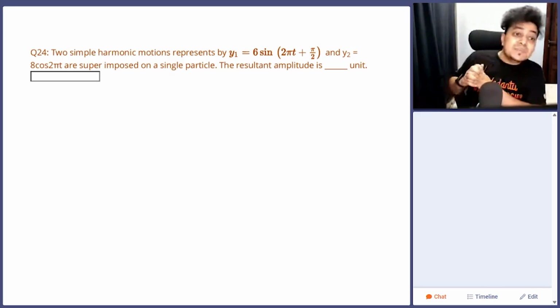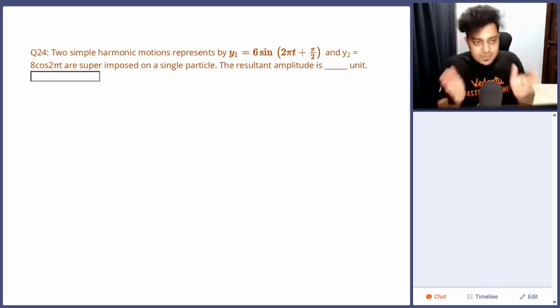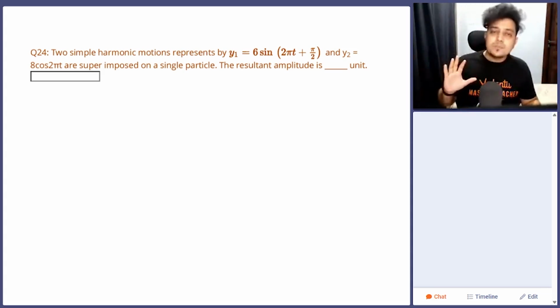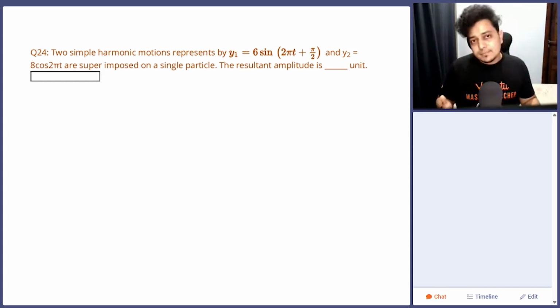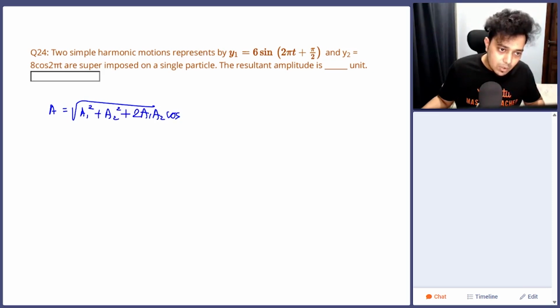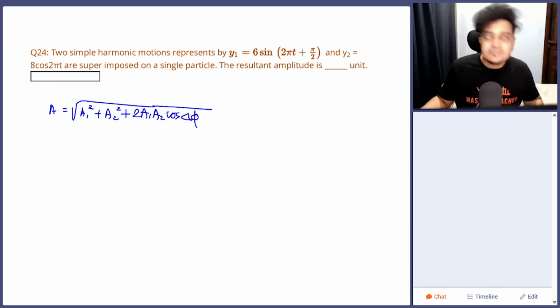We are given two simple harmonic motions, y1 and y2. They superimpose on a single particle. The resultant amplitude will be. So this is the basic principle of composition of two SHM. When two SHMs having the same omega superimpose on each other, the resultant will be the vector sum. The final amplitude will be the vector sum. So we will use this formula: A is equal to under root of A1 square plus A2 square plus 2A1 A2 cos of delta phi. Delta phi here I'm using as the phase difference between them. So what will be the phase difference between these two?